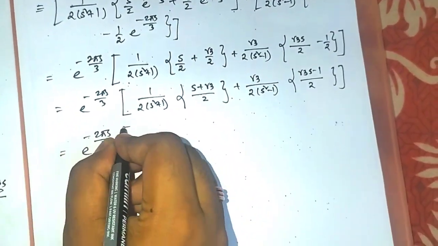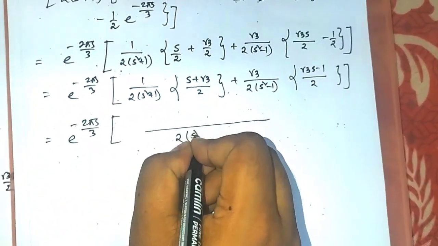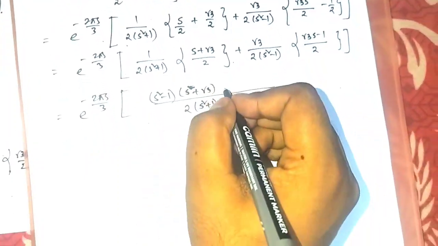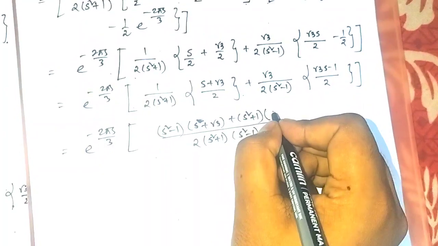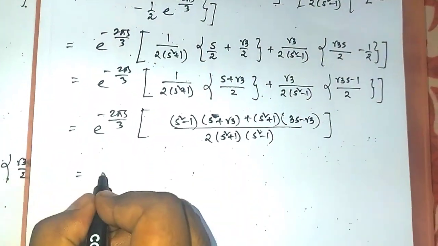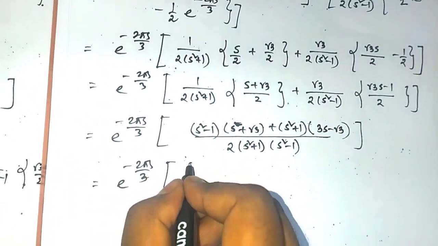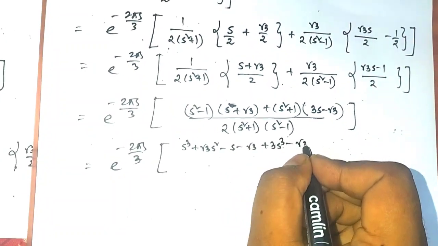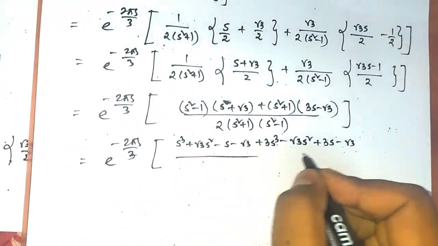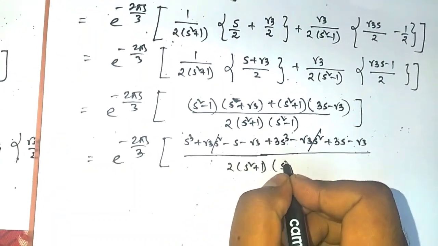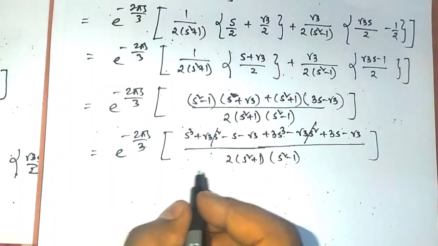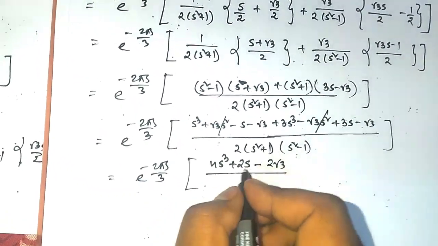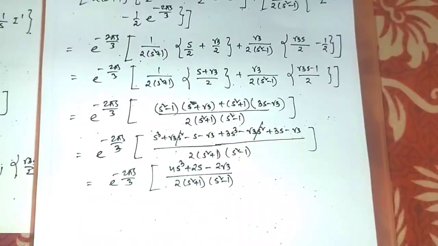Okay, so e to the power minus 2 pi s by 3 into 2 into a square plus 1 into a square minus 1. So from here we can write a square minus 1 into s plus root 3, plus a square plus 1 into 3s minus root 3. Now I can write 2 pi s by 3 into s cube plus root 3 square minus s minus root 3 plus 3s cube minus root 3 square plus 3s minus root 3. Okay, now I can write e to the power minus 2 pi s by 3 into 4s cube plus 2s minus 2 root 3, over 2 into a square plus 1 into a square minus 1.